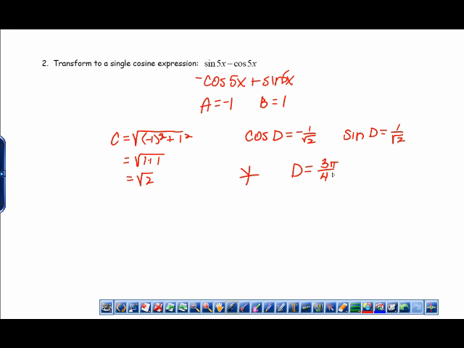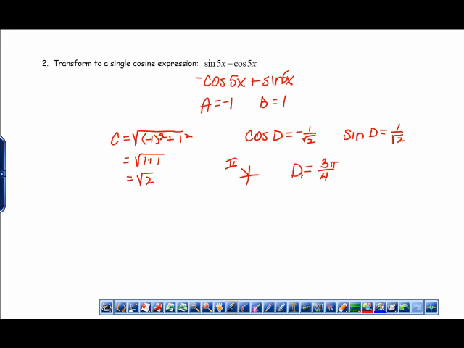This is why it's so important that you do both problems, because if you had only been looking at sine of d, you would have thought maybe you were supposed to be in quadrant 1. But I can see here that because cosine's negative, I should be in quadrant 2 for d.